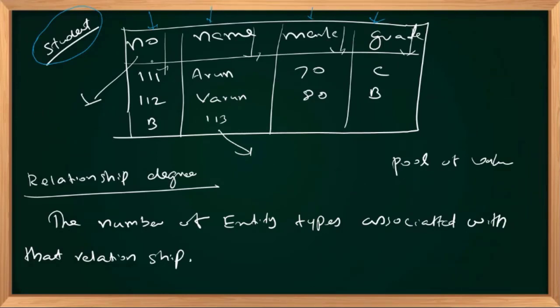This is the relation model. The relation model consists of number, name, mark, grade, with values 111, Arjun, 70, C; 112, Varun, 80, B, etc. In the relation model, the row values are called tuples. This was asked in a JTO exam.